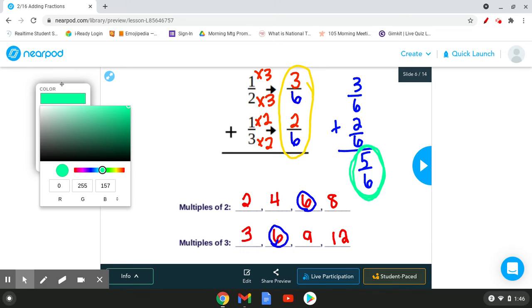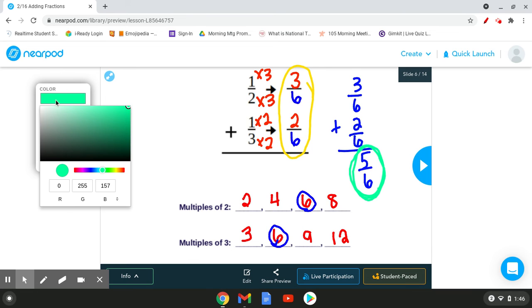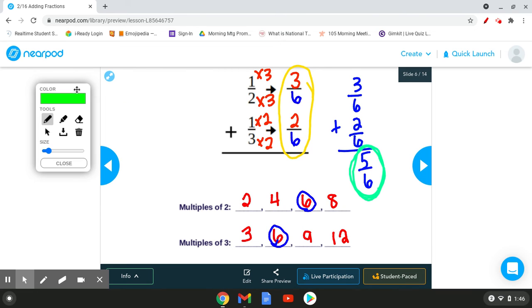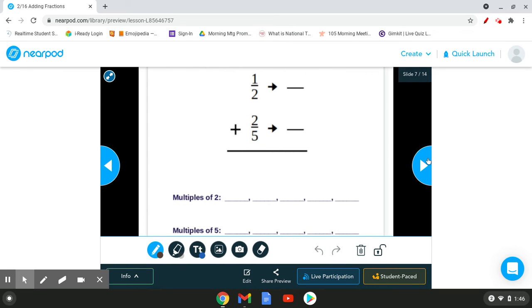All right, so just to review those steps one more time. First, we had to list our multiples. So that's what we did down here. Step 2, we had to make common denominators and equivalent fractions. And then step 3, you went ahead and added. Let's take a look at another example. So go ahead in your notebooks now.